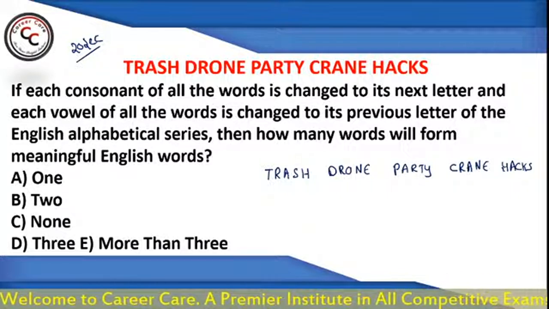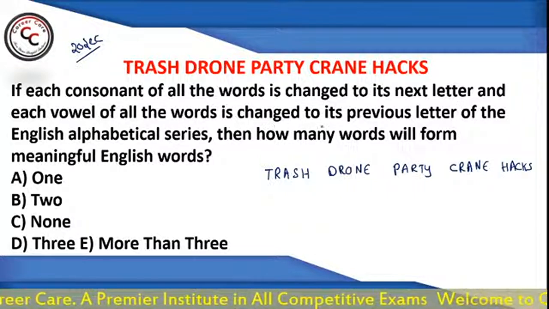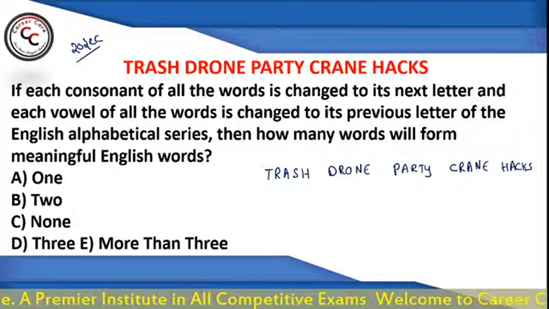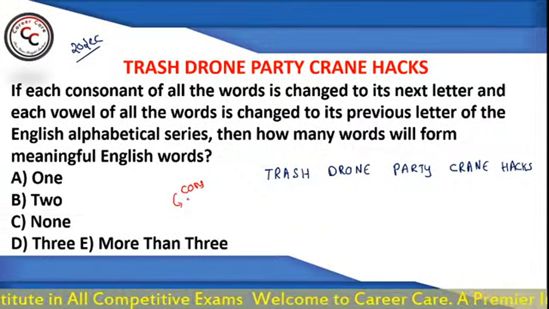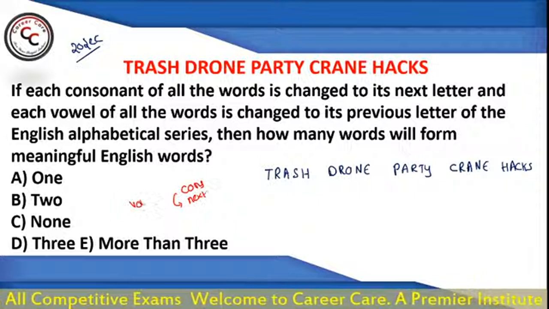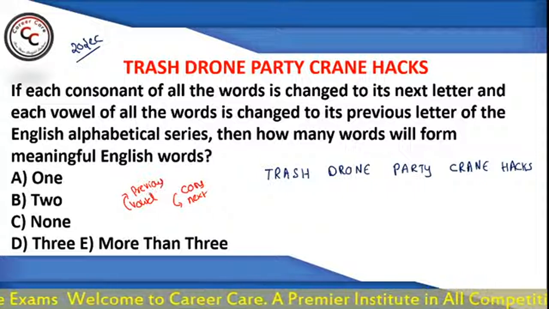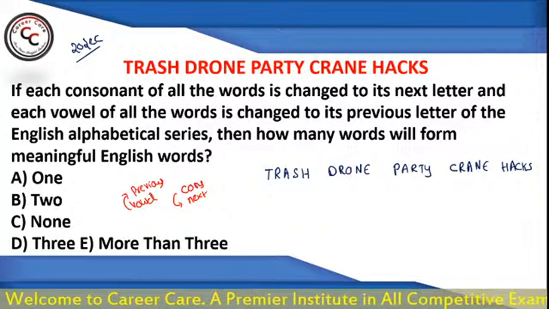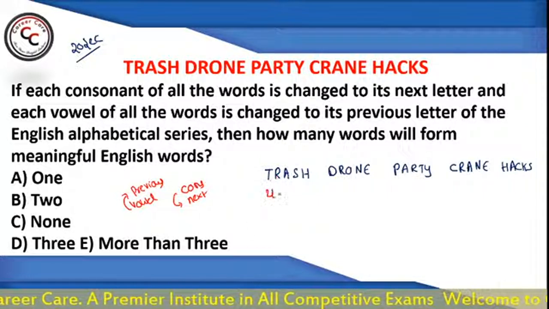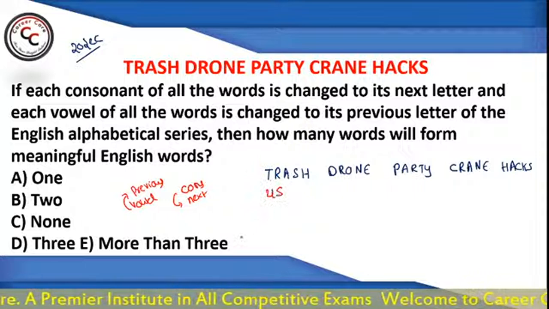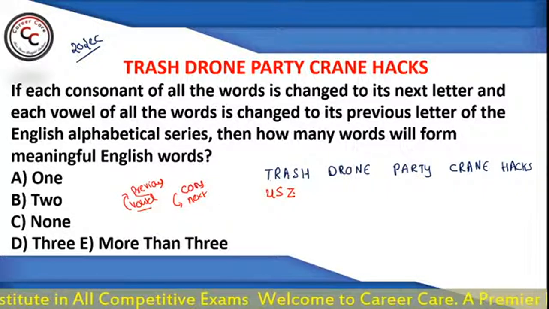If each consonant of all the words is changed to next letter and each vowel is changed to previous letter, then how many meaningful English words are formed? So consonant is changed to next letter, vowel is changed to previous letter, of each and every letter present in the words. So trash. T is a consonant, next letter U. R is consonant, next letter is S. A is a vowel, so previous letter becomes Z.